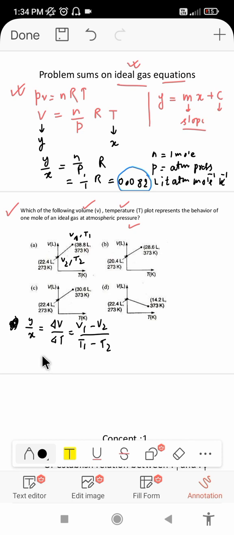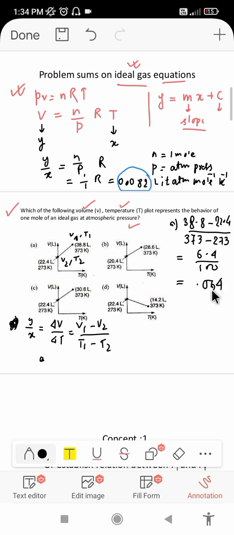So if we go for A, that comes around 38.8 minus 22.4 divided by 373 minus 273, that is 6.4 by 100, equals 0.064.